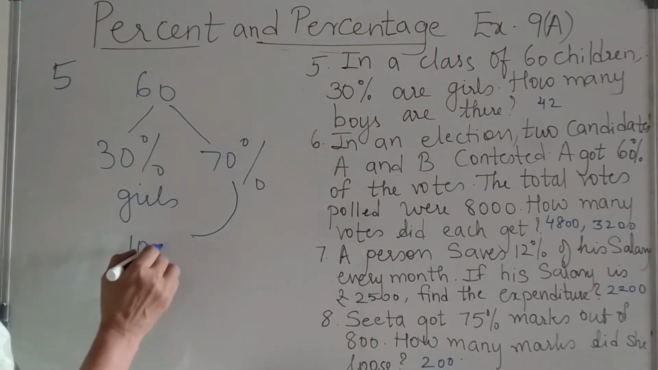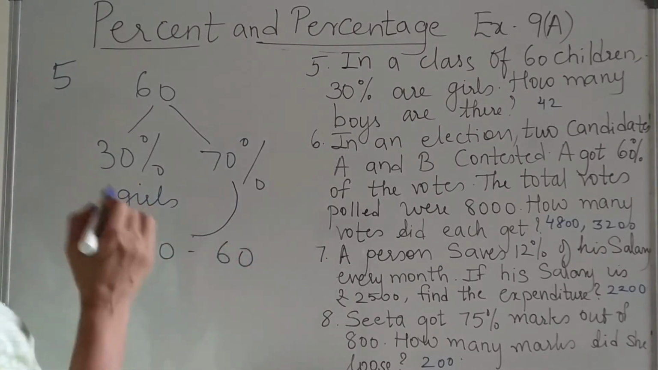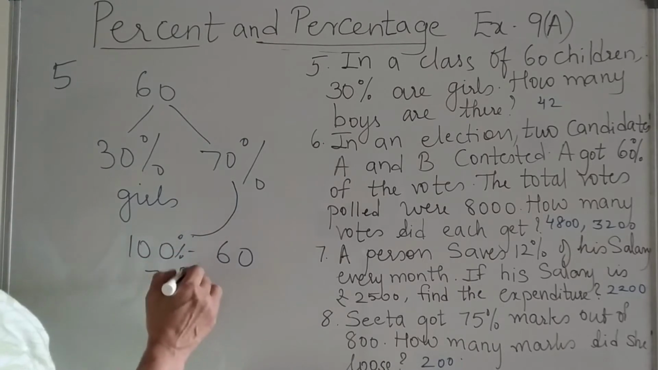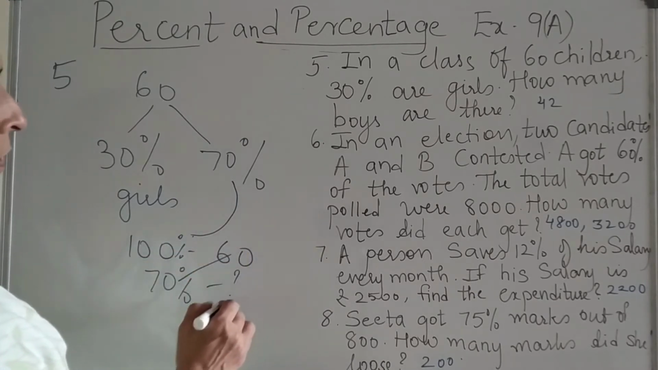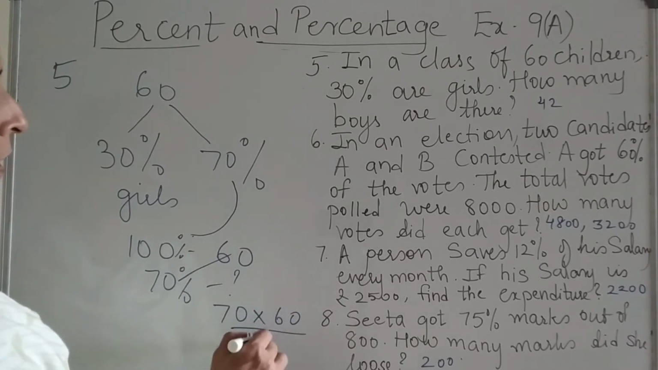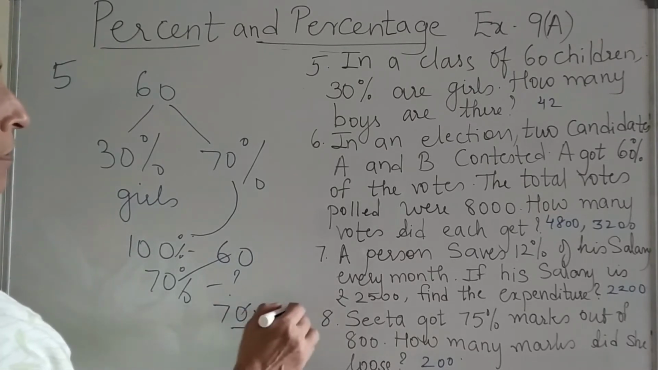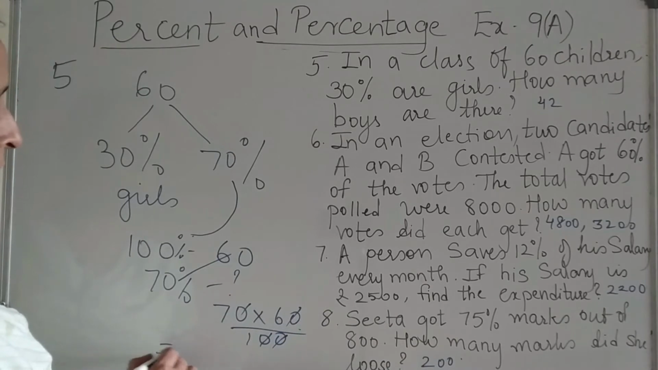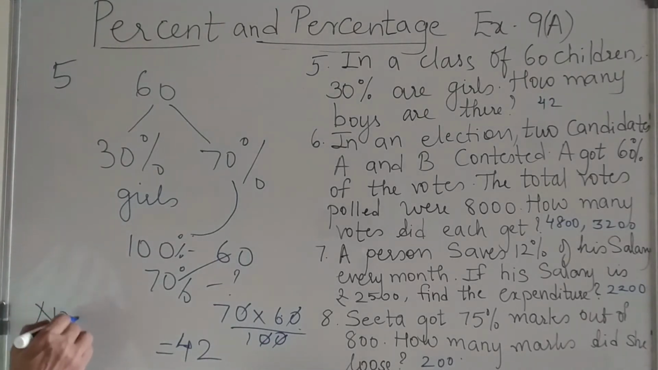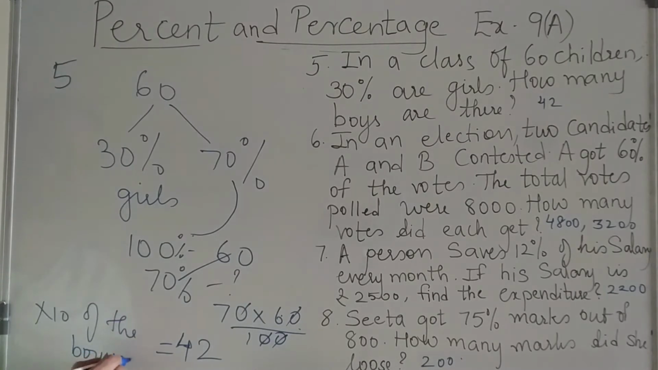Now total 100%, 60 students. Now 70%, how much? Cross multiplication, 70 into 60 by 100. 20 gets cancelled and the number of students here is 42. 7 6s are 42. So the number of boys in the class is 42.